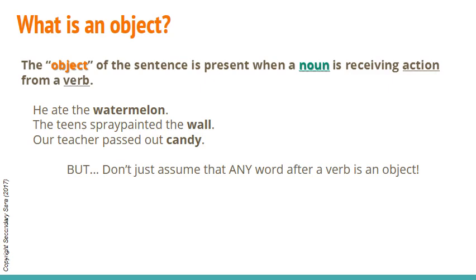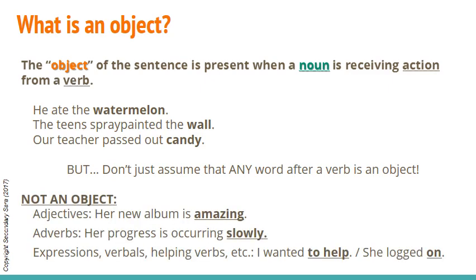However, don't assume that any word after a verb is an object. For example, these are not objects. Her new album is amazing. Amazing is an adjective that describes the album. Her progress is occurring slowly. Slowly is an adverb that describes her progress. So again, we're going to learn how to find a direct object and an indirect object.